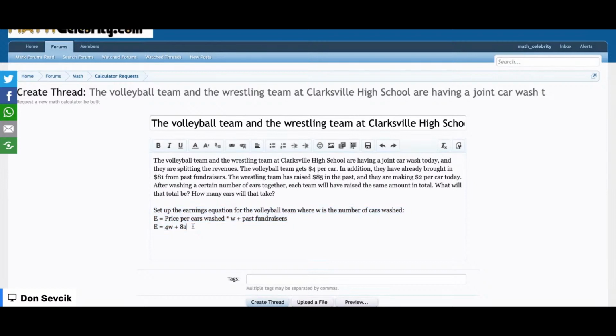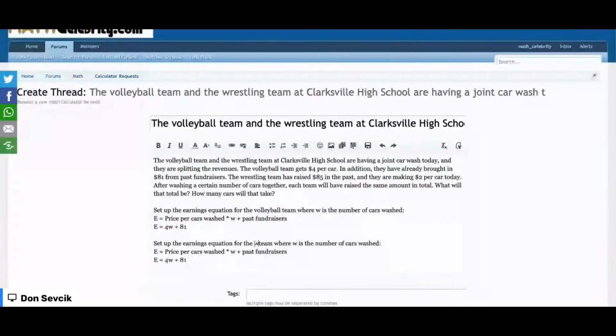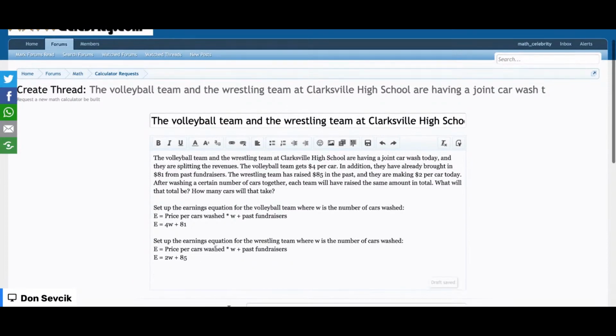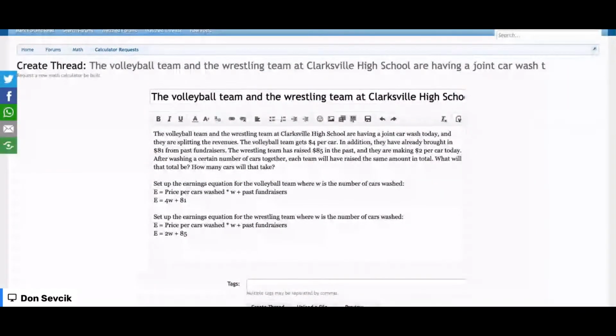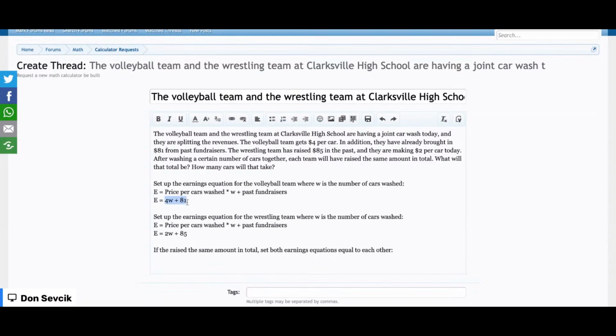Now we want to do the same thing for the wrestling team. We're going to do the same exact process. Price per car washed times W plus past fundraisers. Past fundraisers are 85. They get $2 per car. Now we have both the volleyball and wrestling team's earnings equations. The problem says they raised the same amount in total. If they raised the same amount in total, set both earnings equations equal to each other. So we take this, set it equal to this. Take the volleyball players, set it equal to the wrestlers. And we want to solve for W.